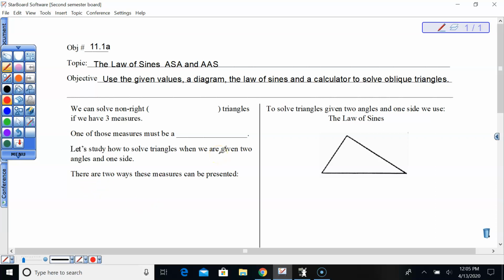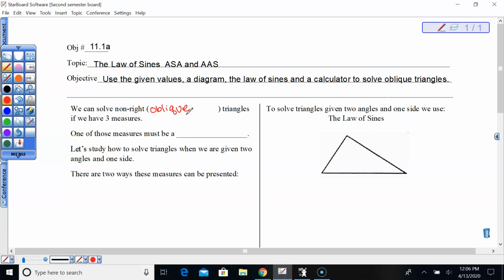Okay, so our objective today is to use the given values, the three pieces of information, a diagram, the law of sines, and a calculator to solve what we call oblique triangles. So we can solve non-right, or, one moment, sorry, I didn't have my tablet plugged in here, oblique. If they're not right triangles, they're called oblique triangles.